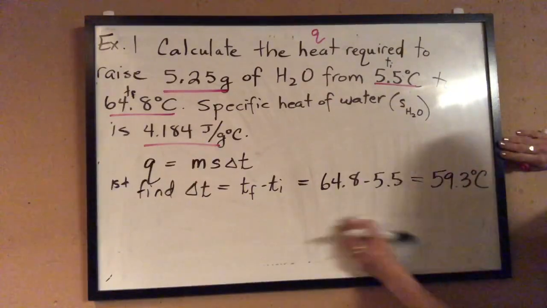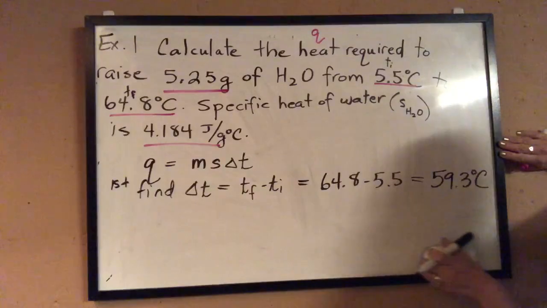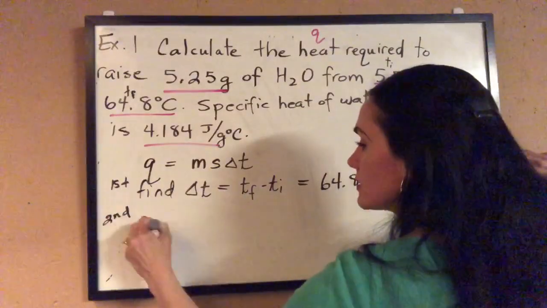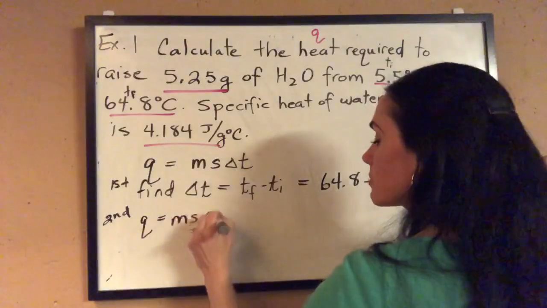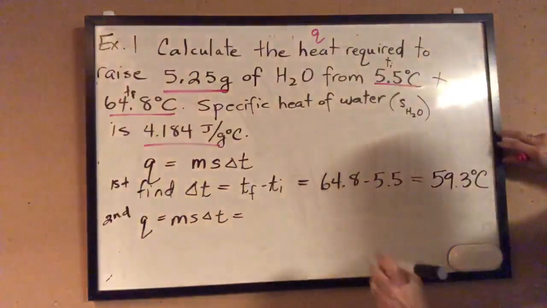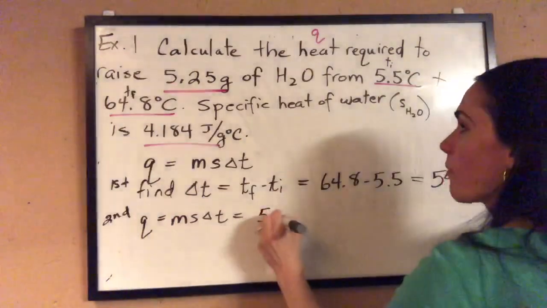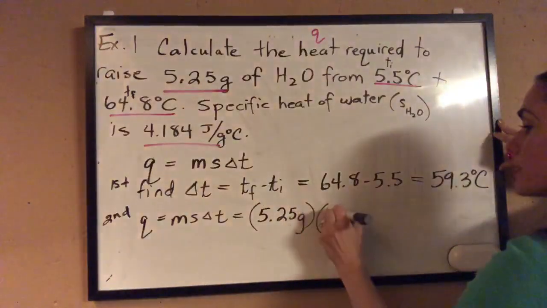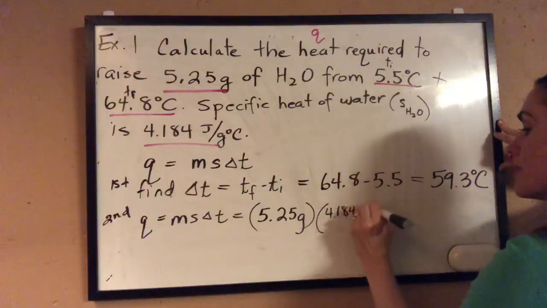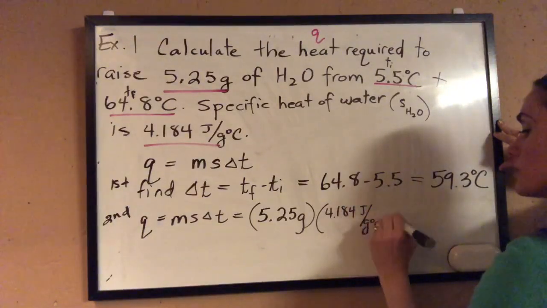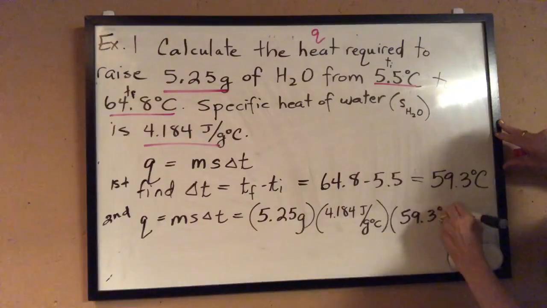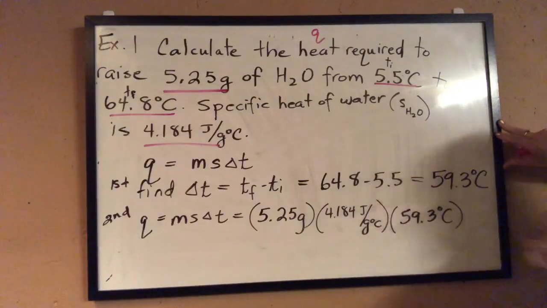Degrees Celsius. Okay. All right, now we have everything that we need to plug into the equation. The mass is 5.25 grams. The specific heat of water is 4.184 joules over grams times degrees Celsius. And the change in temperature is 59.3 degrees Celsius.